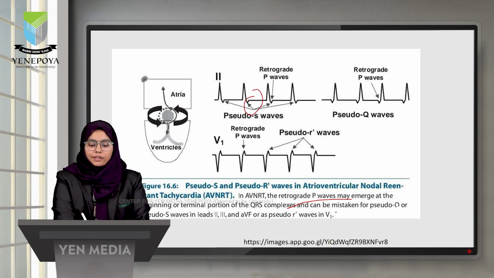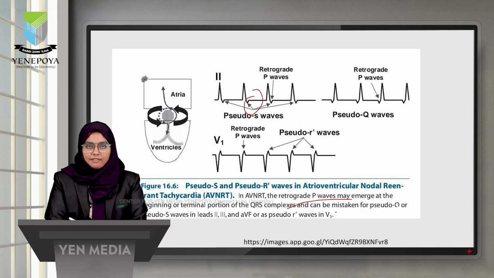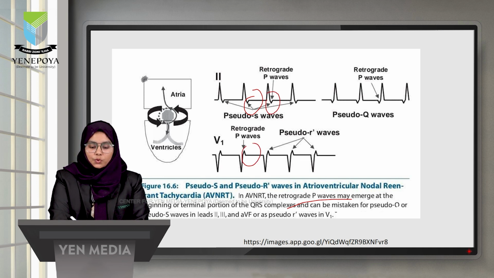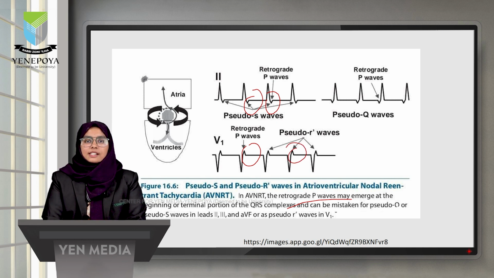This is the pseudo S wave. After the Q wave you see an S wave. Actually it is a retrograde P wave. In V1 you see an R dash wave. This is the R dash wave, that is nothing but the retrograde P wave.